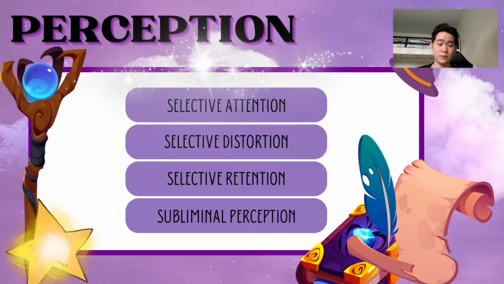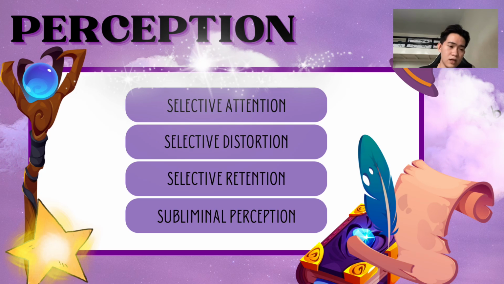So we have four types of perception. Firstly, selective attention. Second, selective distortion. Third, selective retention. And lastly, subliminal perception. So this explains four ways people see and remember information.